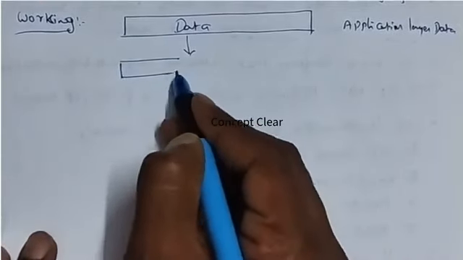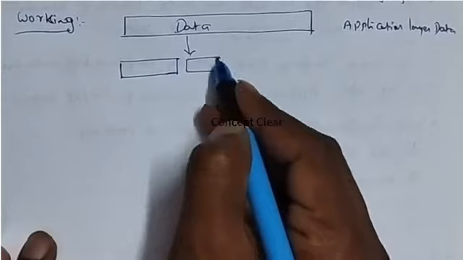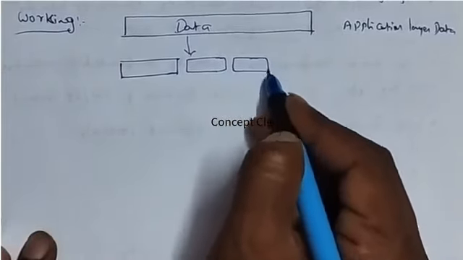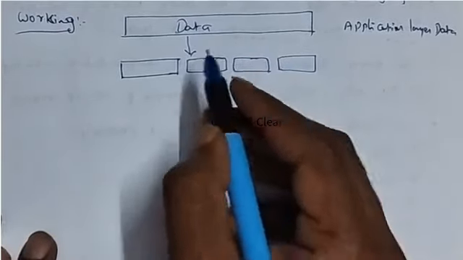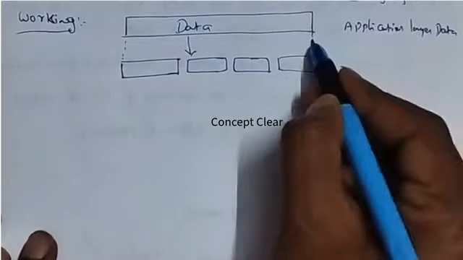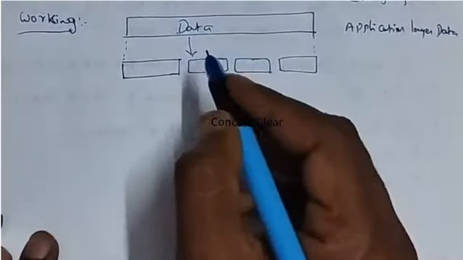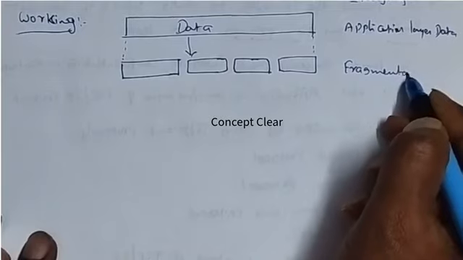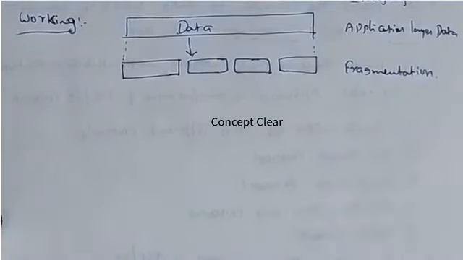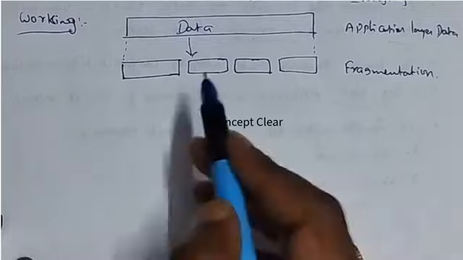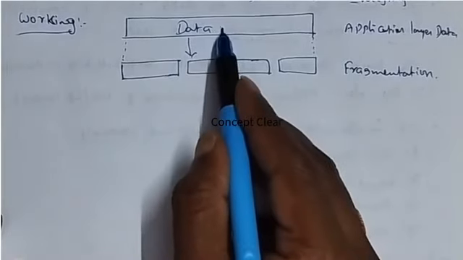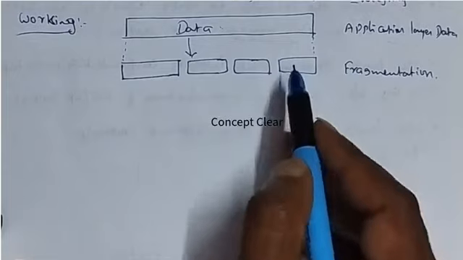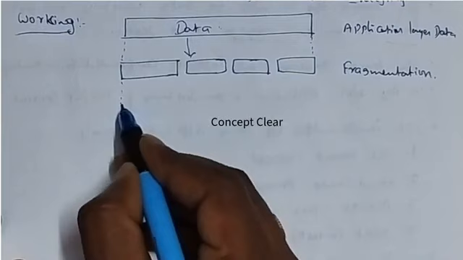What do you mean by fragmentation? Fragmentation is nothing but the given data will be divided into a number of small subparts. That is called fragmentation. Here the data is fragmented. This means the data is divided into small parts, and after that, this fragmented data will be compressed. All four parts will be compressed as a single part.